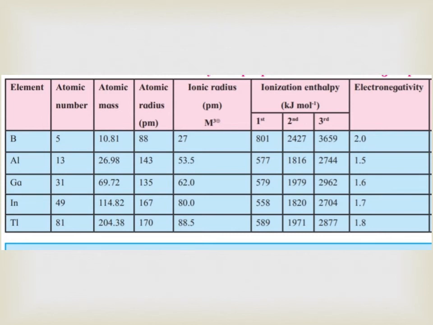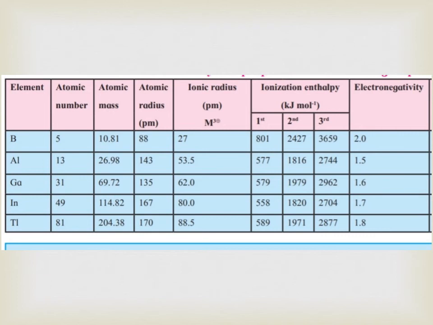Then talking about the ionic radius, it is but obvious that if the atomic radius of gallium is lesser than that of aluminium, then the ionic radius will also be lesser than that of aluminium, as ionic radius is nothing but the distance of the valence shell of electrons from the center of the nucleus. Now students, let us study the ionization enthalpy.